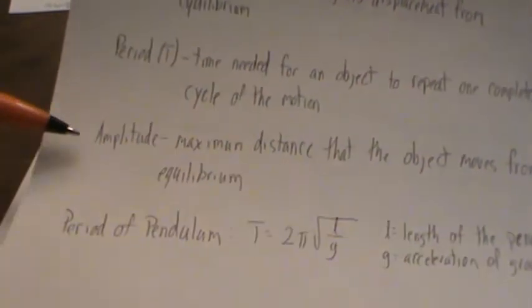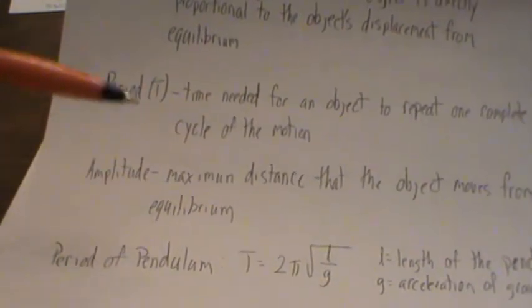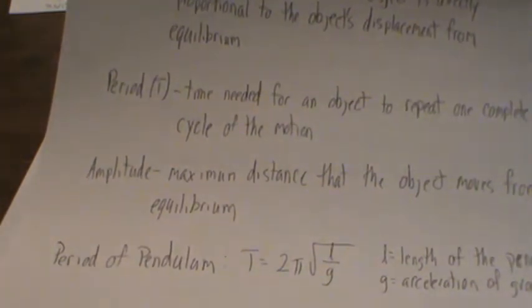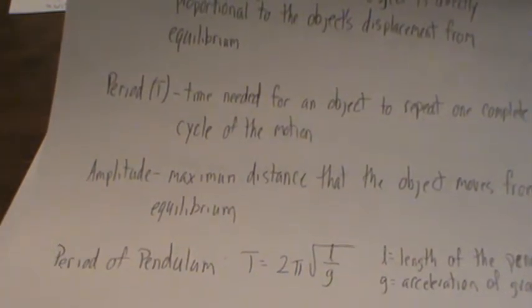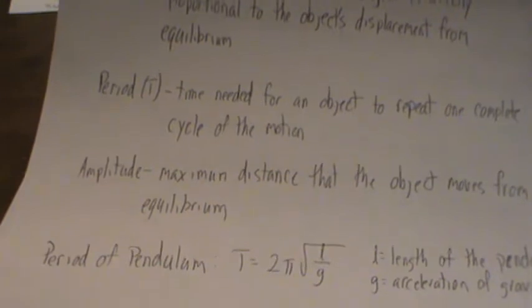We're also going to have this thing called amplitude, which is the maximum distance that the object moves from equilibrium. If we were looking at a guitar string, equilibrium would be when it is not moving whatsoever. Once we pluck that guitar string, it starts to have that simple harmonic motion, and we can figure out the amplitude, how far away it's moving from equilibrium.